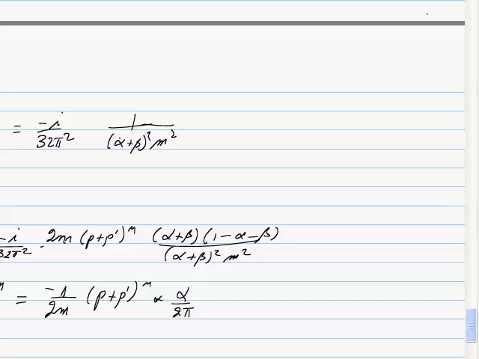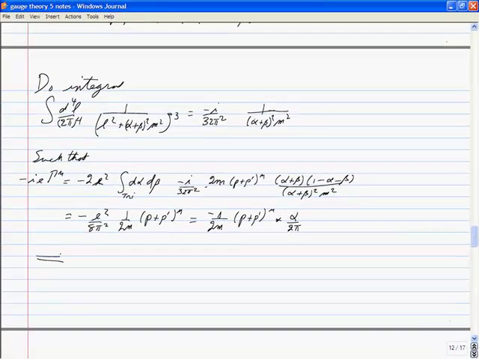At that stage, we have our answer. F2 of 0 is alpha over 2 pi, which is g minus 2.